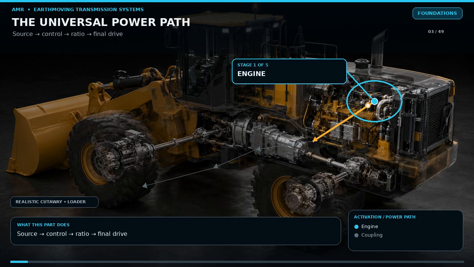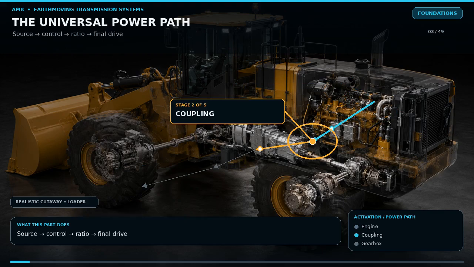Begin every diagnosis by drawing the power path. In a conventional machine, the engine drives a flywheel or torque converter. Power then enters a gearbox, passes through a transfer gear or propeller shaft, crosses a differential or steering unit, enters the final drives, and reaches the tires or tracks.